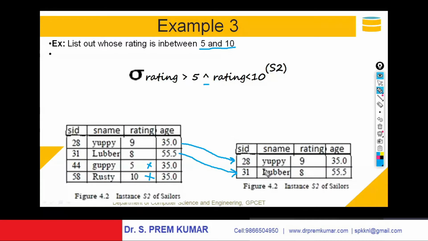And hence the output instance from S2 is nothing but UP and Lubber. You get UP, you get Lubber as your output. Here slowly I am introducing the logical operator, AND operator. Select rating greater than 5 and rating less than 10 from S2, from the sailor S2. So this will be the output. This is the result of that query. Yeah, just a minute, please go through.